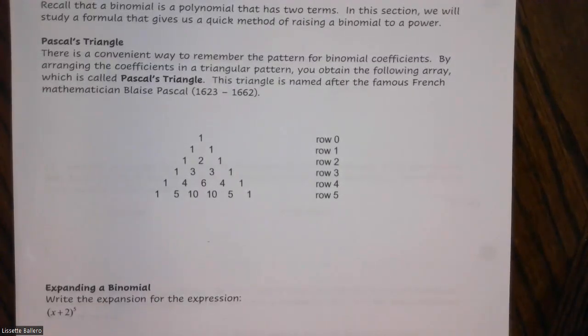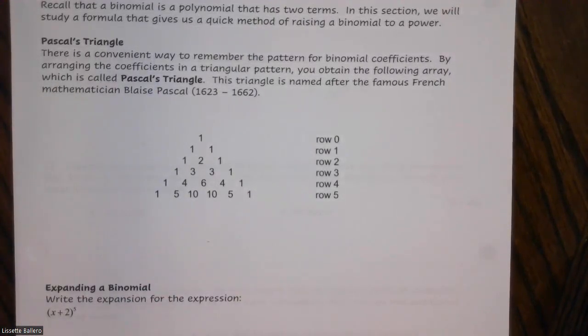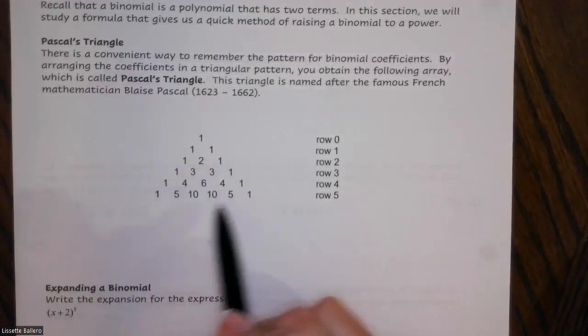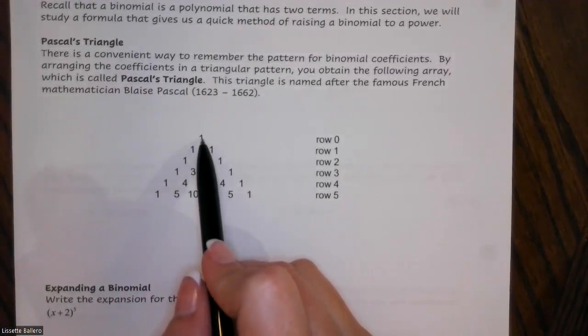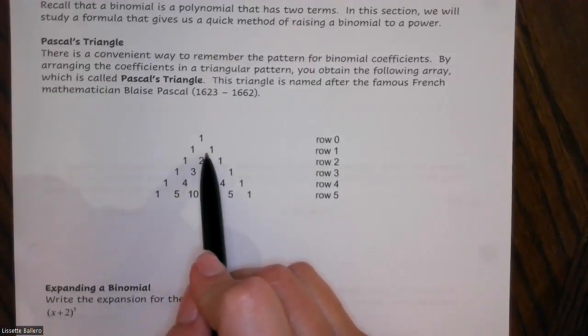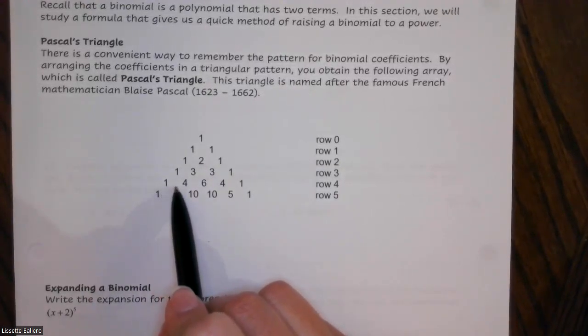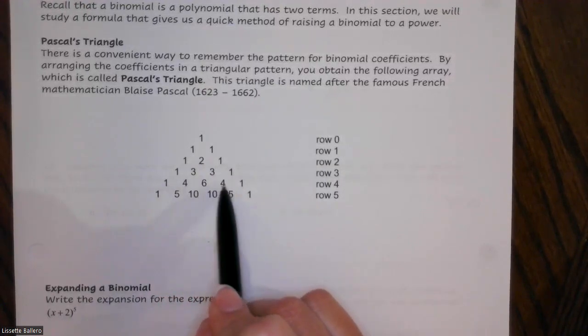That pattern you were just looking at, we call Pascal's triangle. There's a convenient way to remember the pattern for binomial coefficients. By arranging the coefficients in a triangular pattern, you obtain the following array, which is called Pascal's triangle. This triangle is named after the famous French mathematician Blaise Pascal, 1623 to 1662. So here is our Pascal's triangle. It is 1. And then that second pattern that we were just looking at was 1, 1. And then 1, 2, 1, 1, 3, 3, 1. The next row would be 1, 4, 6, 4, 1.